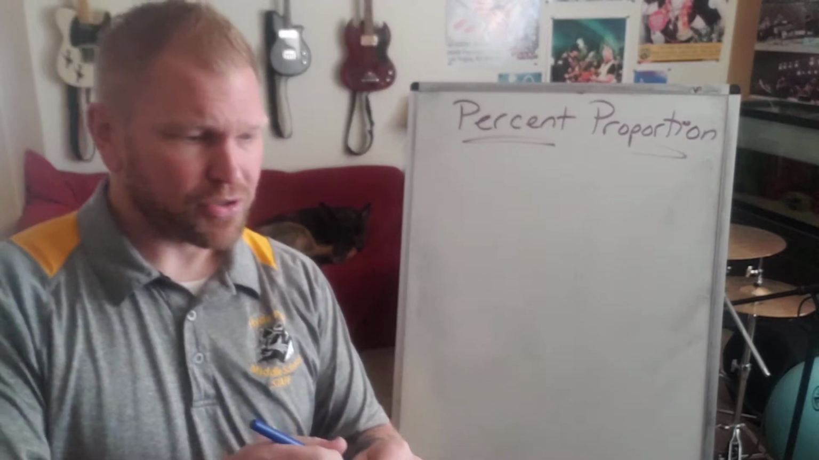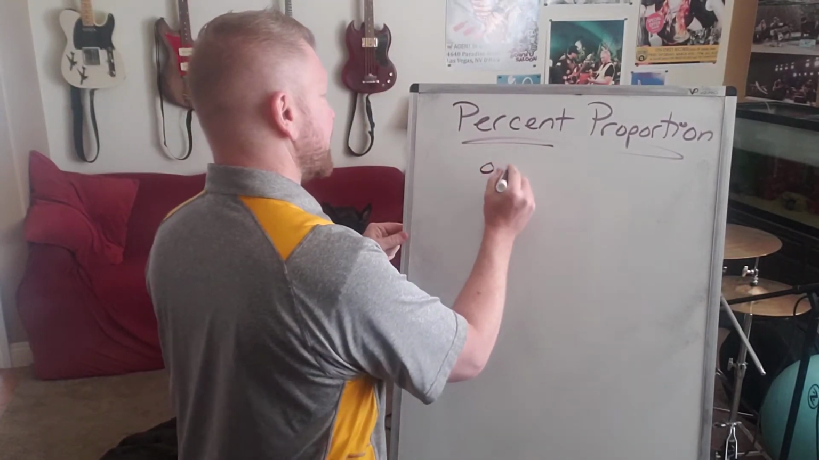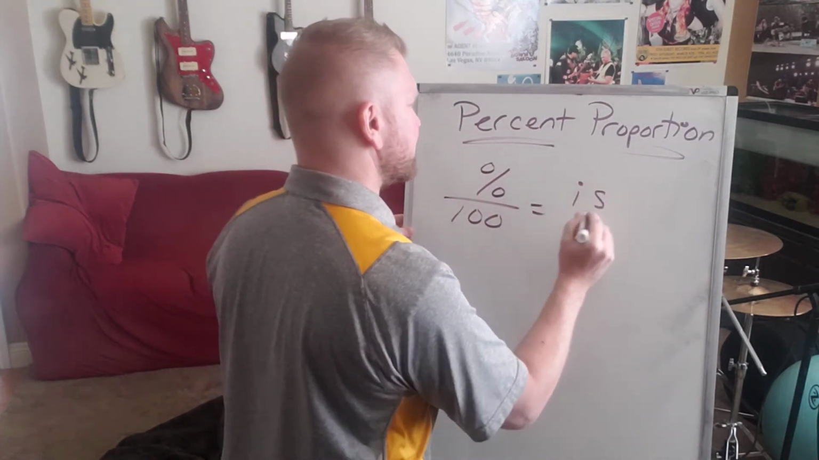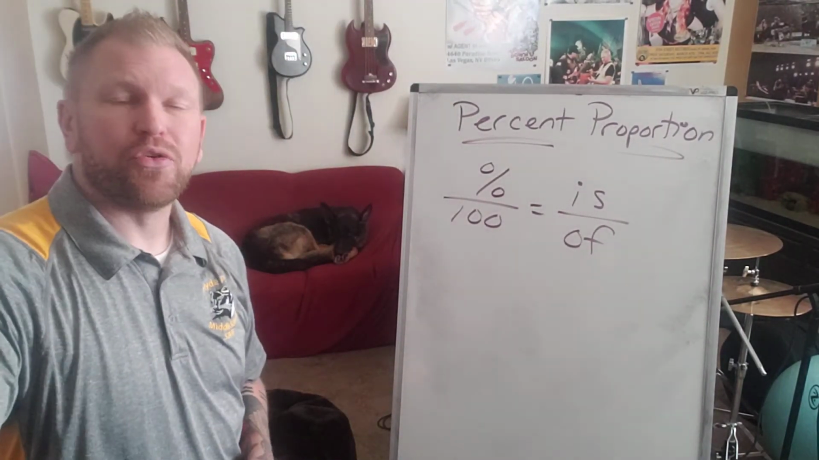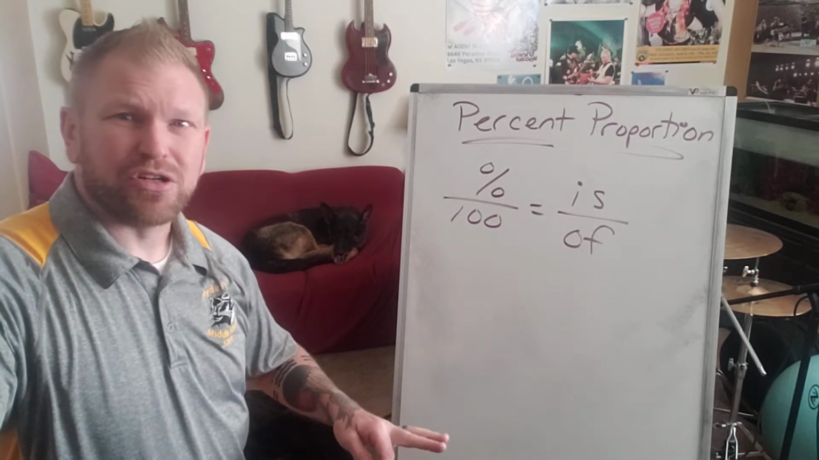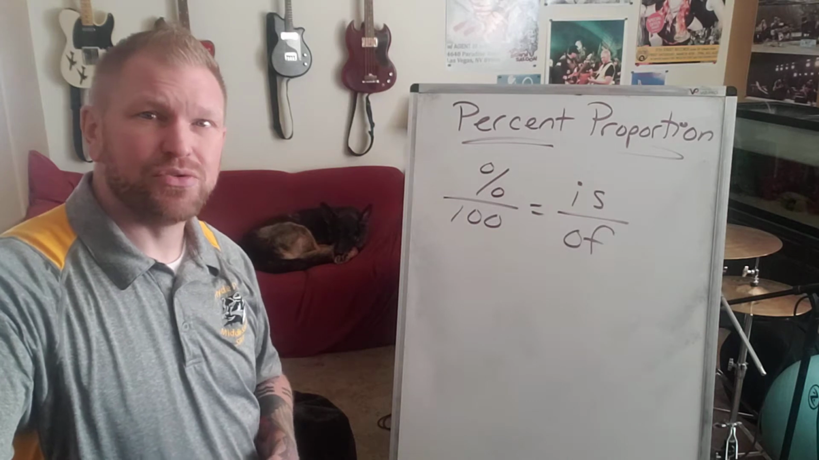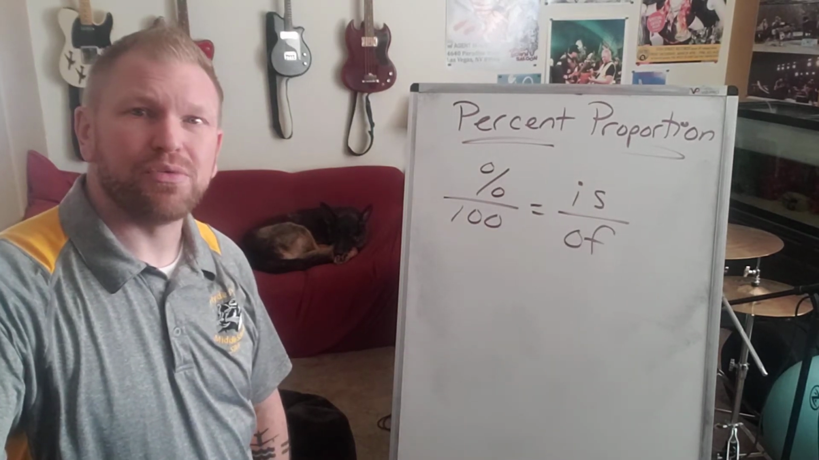So the percent proportion goes like this. Here's what I want you to memorize. Percent over 100 equals is over of. Write that down. Percent over 100 equals is over of. Now, those are not technical math terms. Those are context clues that you're going to see in the problems. We're going to use those context clues to solve proportions to find percents of things. Percent over 100 equals is over of.